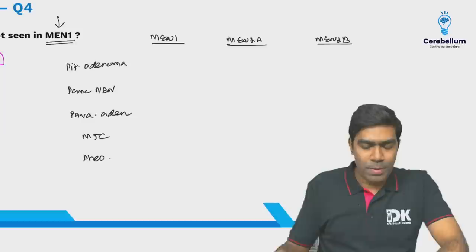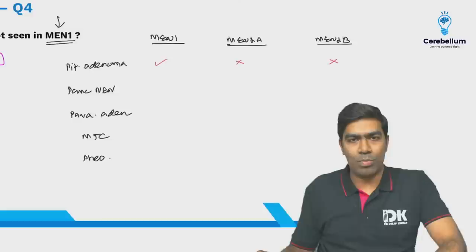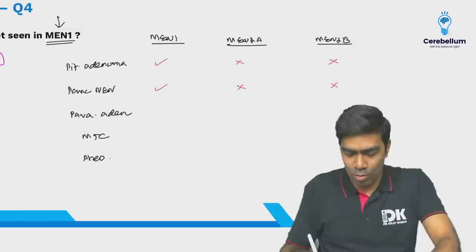So, what about pituitary adenoma? Seen in MEN1, not seen in MEN2A, and not seen in MEN2B. What about pancreatic neuroendocrine neoplasm? Seen in MEN1, not seen in MEN2A, not seen in MEN2B. What about parathyroid adenomas? Seen in MEN1, seen in MEN2A also sometimes, not seen in MEN2B.